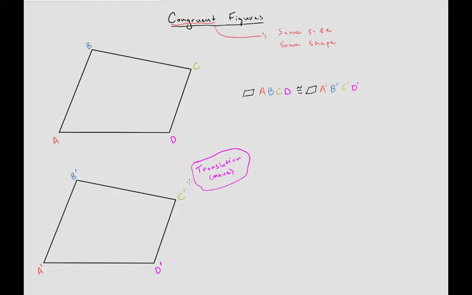All right, now let's talk about this notation. This notation is actually super powerful. Remember, if they're congruent, they have the same size and the same shape, so everything about them is exactly the same. So by putting the A first, we're saying that the angle at vertex A is congruent to the angle at vertex A prime. And the same thing for all of them.